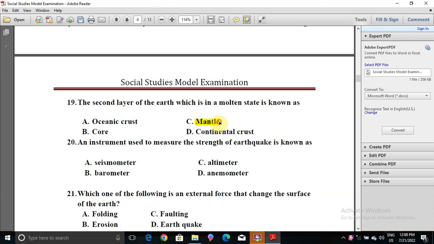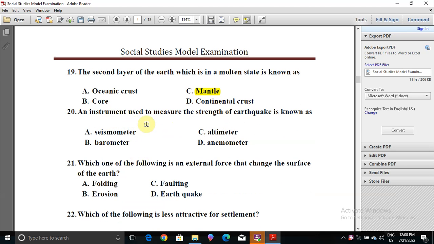Okay, now in question number 20, an instrument used to measure the strength of earthquake is known as what? Seismometer, barometer, altimeter, or anemometer. The correct answer will be seismometer, because seismometer is an instrument used to measure the strength of earthquake.